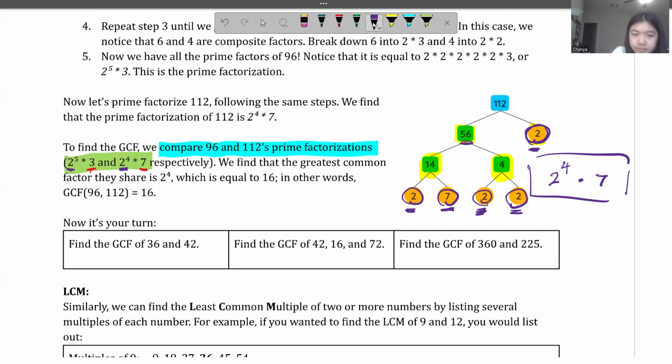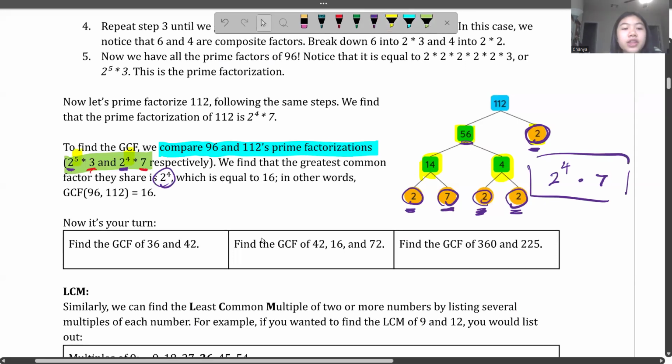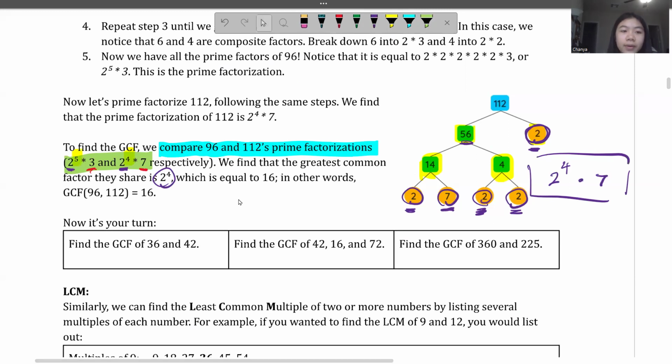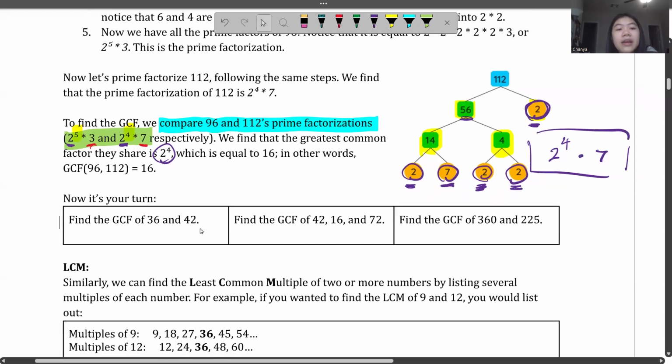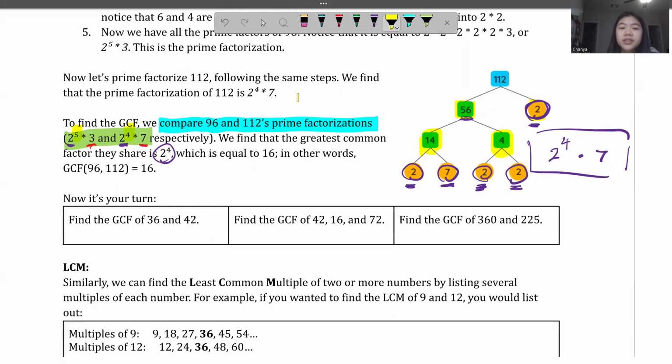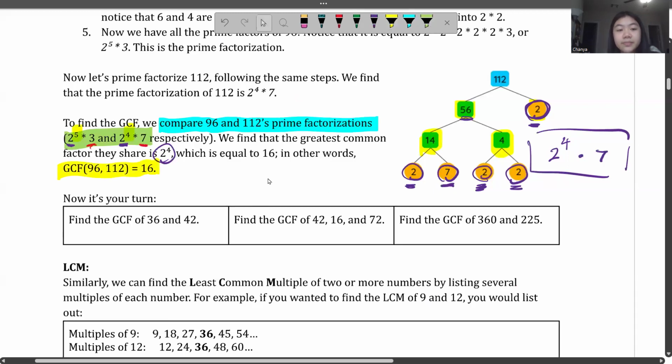And we notice that the highest power of the factor they do share is 2 to the 4th, right? It's 2 to the 4th because this one has 2 to the 4th right here, and this one has 2 to the 5th. So the highest power that they share of a power of 2 is 2 to the 4th. And that's just basically how you find your GCF. You take the highest power of the prime factors they share. And if there's more than one, you just multiply them all together. So the answer to this problem, the GCF, would be 16, because 2 to the 4th is equal to 16.